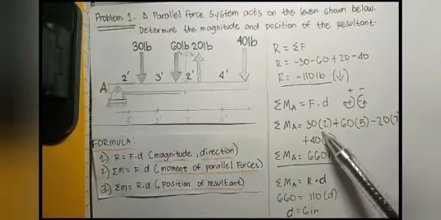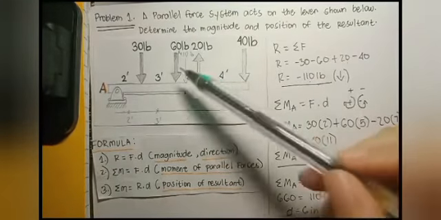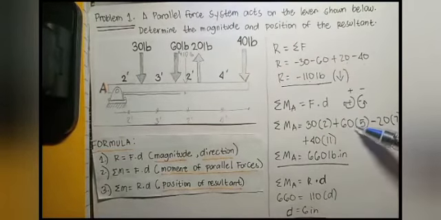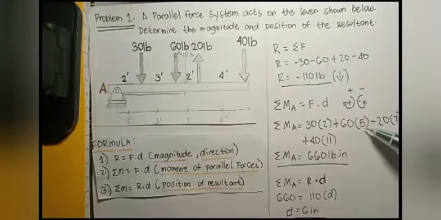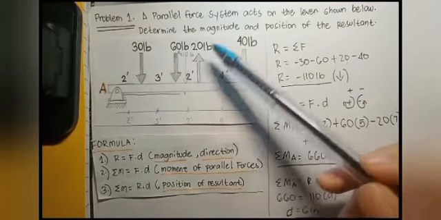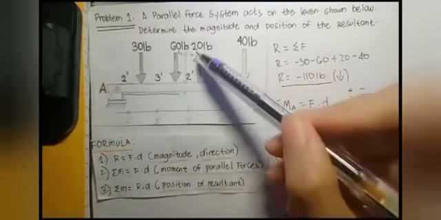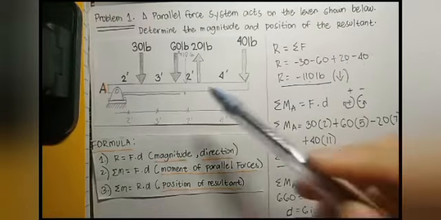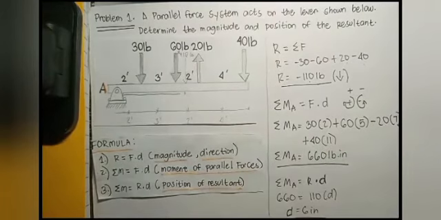which is 2 inches. Next we have 60. It's positive because it's downward. It rotates clockwise. So, positive 60 times its distance. We have here 3 plus 2, so we got 5. Then, next is the force 20. The arrow is upward, so it rotates counterclockwise. So, we have negative 20. And the distance will be 2 plus 3, 5, plus 2 will be 7. So, we put the 7 right here.